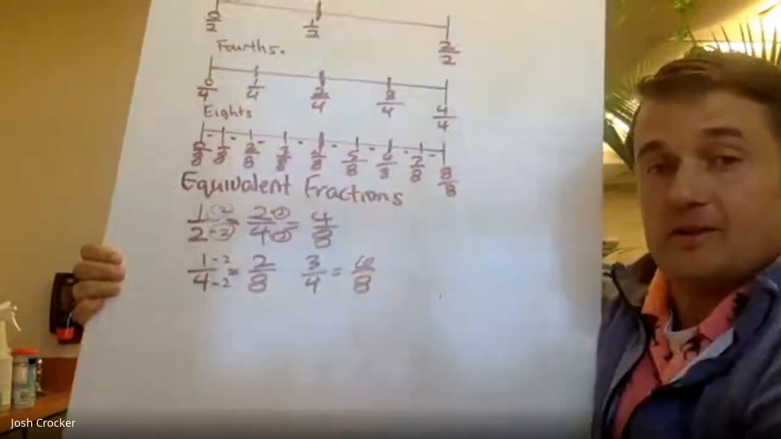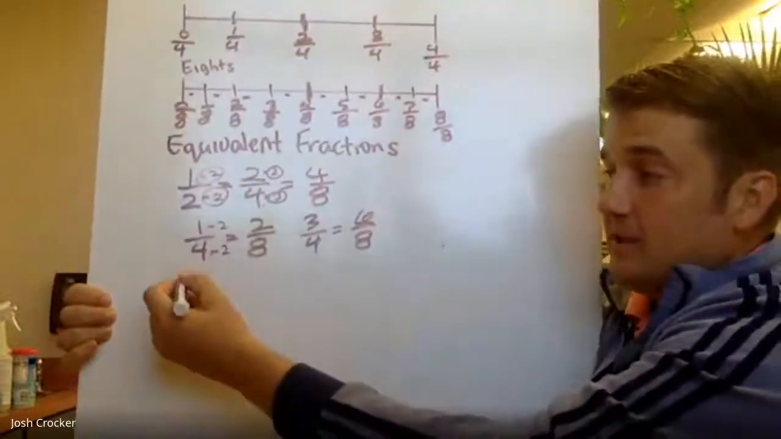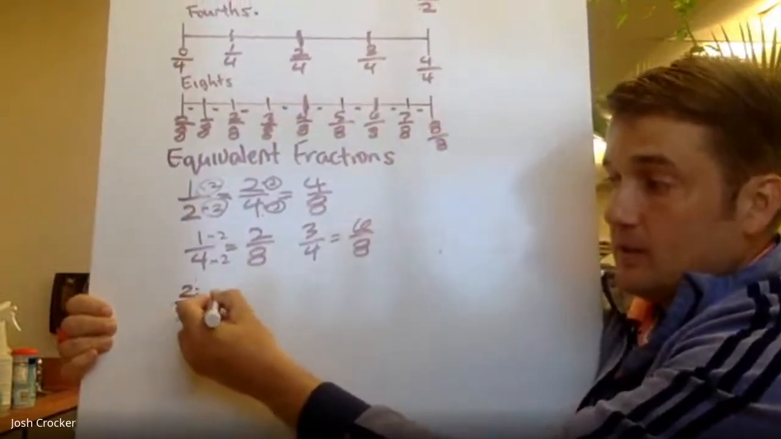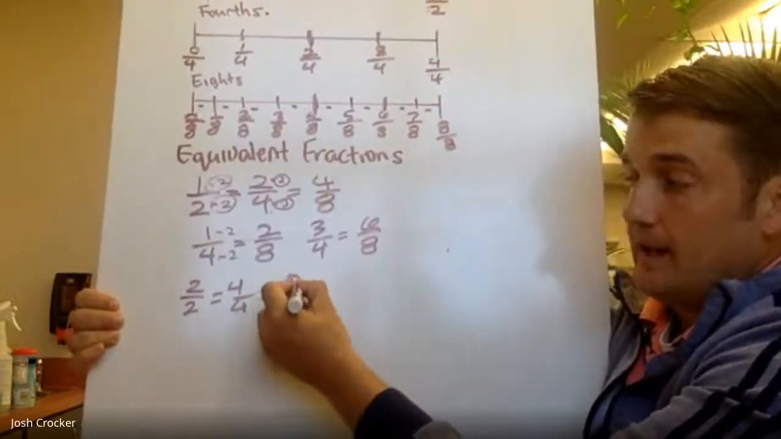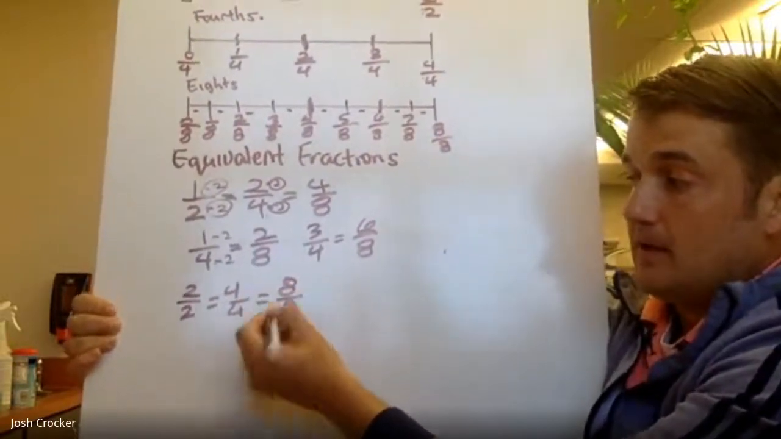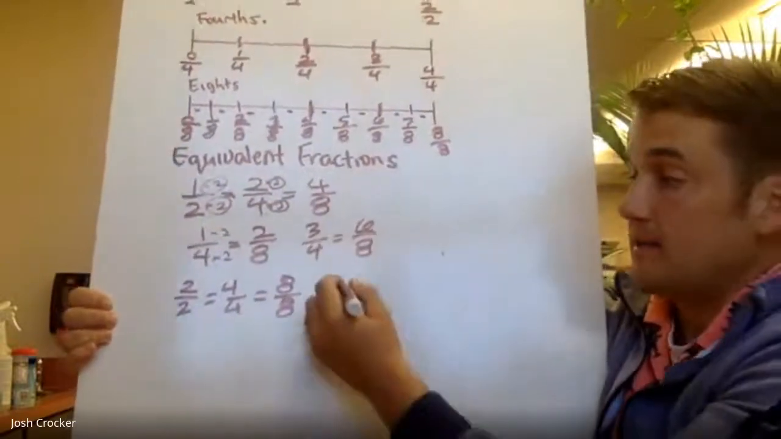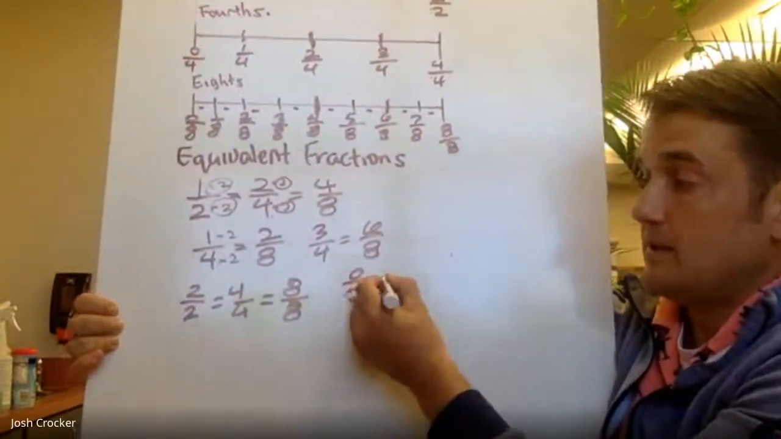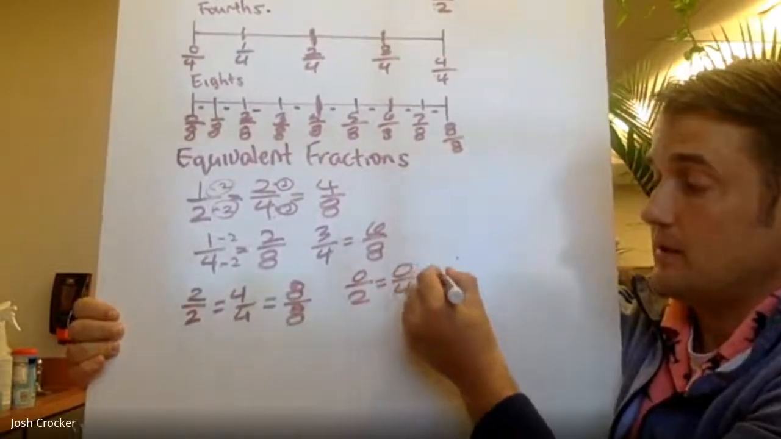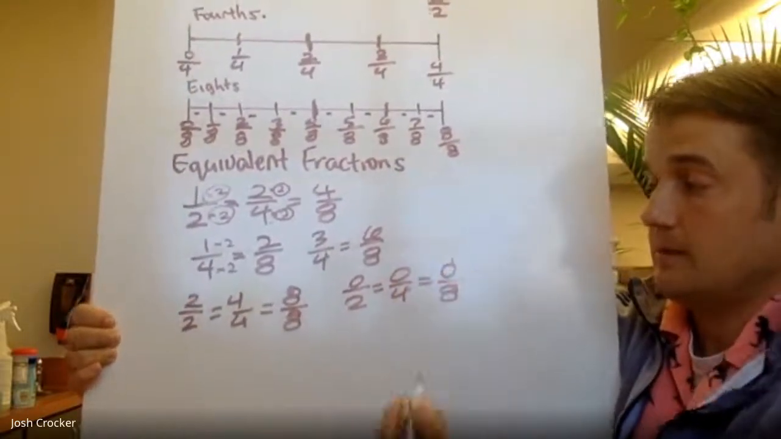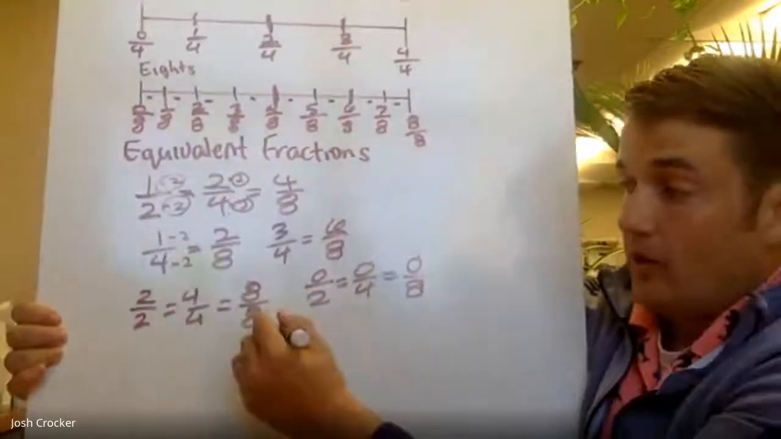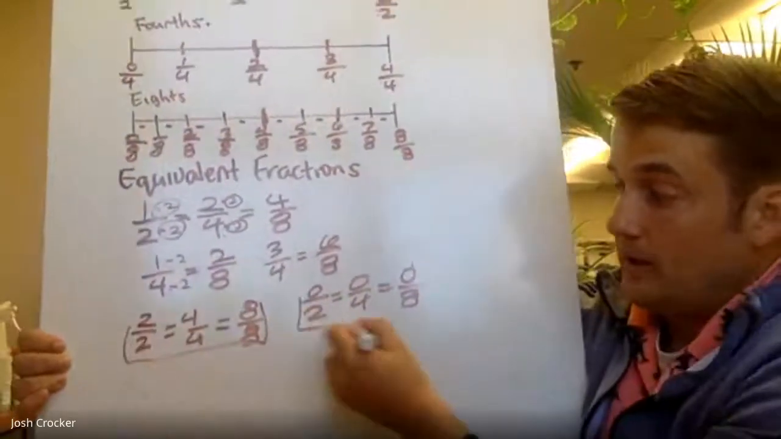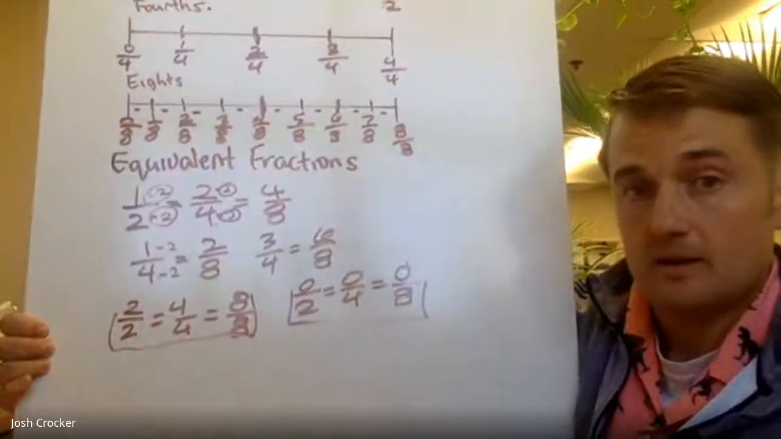So 2/2 is equal to 4/4 is equal to 8/8. These all mean 1. And same with 0/2 is equal to 0/4 is equal to 0/8. Those are all equal. All the ways to write 1, all the ways to write 0. Okay?